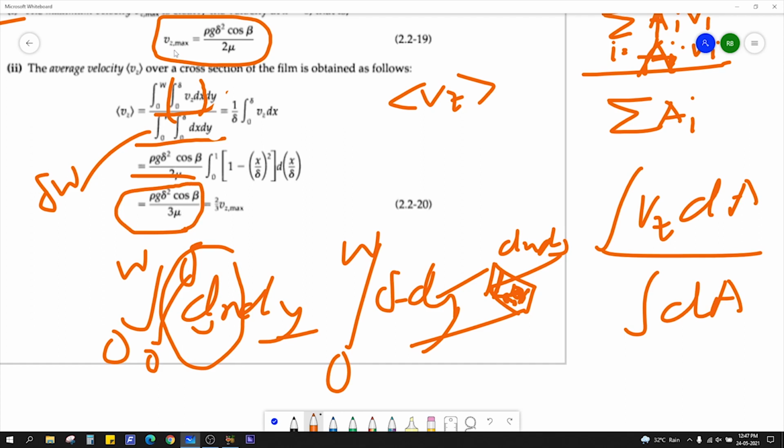And it is nothing but v_z max, rho g delta squared cos beta by 2 mu, but here it is 3 mu. So you just multiply by 2 and divide by 2, right, and you collect this term here. It is nothing but v_z max. So 2 by 3 v_z max. We have found the average velocity.